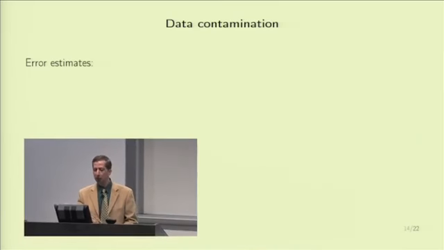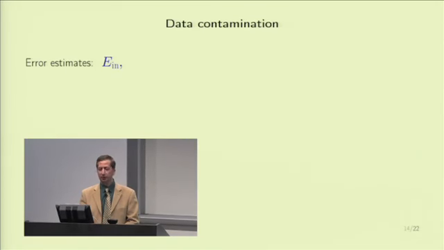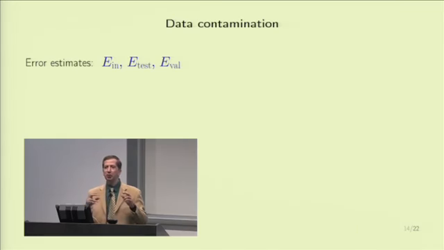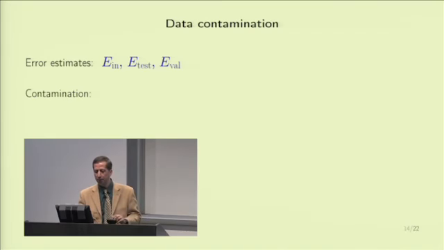So with data contamination, let me summarize it as follows. We have error estimates, and we have seen some of them. We looked at the in-sample error, the out-of-sample error, E test, and then we have E val, the validation error. I'd like to describe this as data contamination: if you use the data to make choices, you are contaminating it as far as its ability to estimate the real performance. That's the idea.